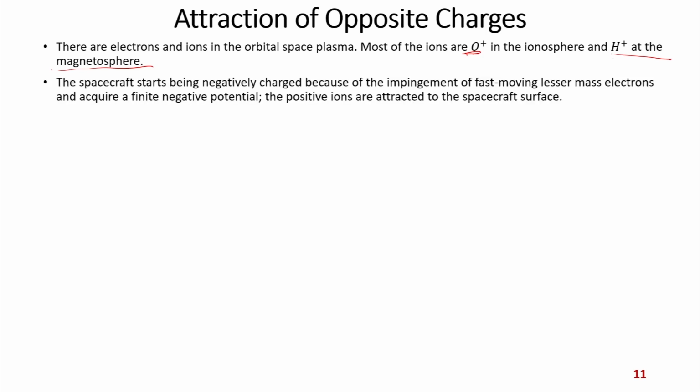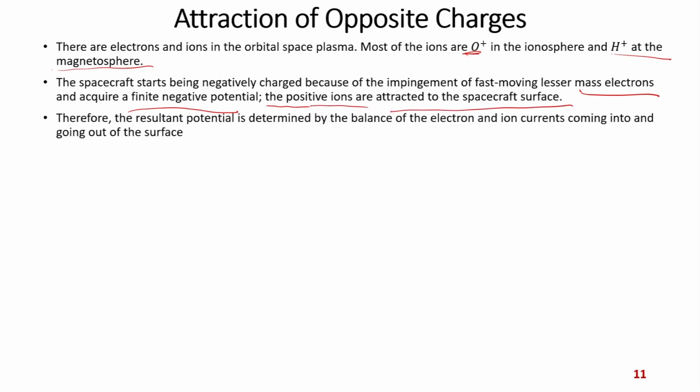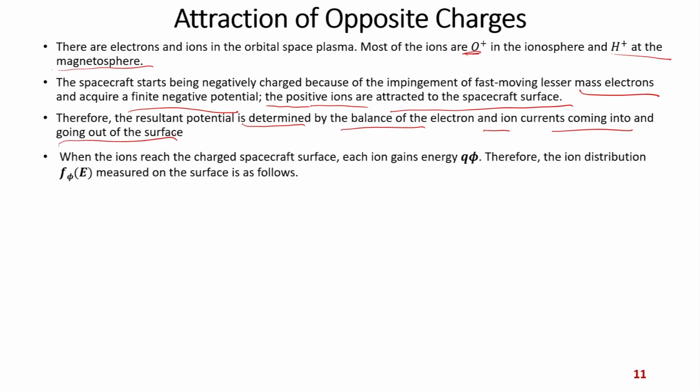So, what is the thing? The spacecraft has already got negatively charged because of the impingement of the fast moving, lesser mass electrons, and it acquires a finite negative potential. So, now the positive ions are attracted to the spacecraft surface. The resultant potential will be determined by the balance of the electron and the ion currents coming into and going out of the surface.